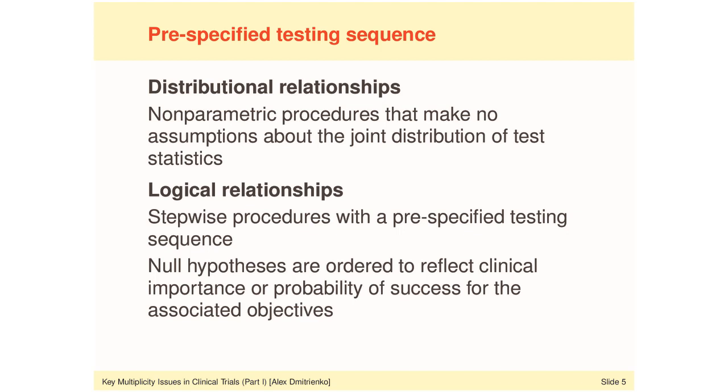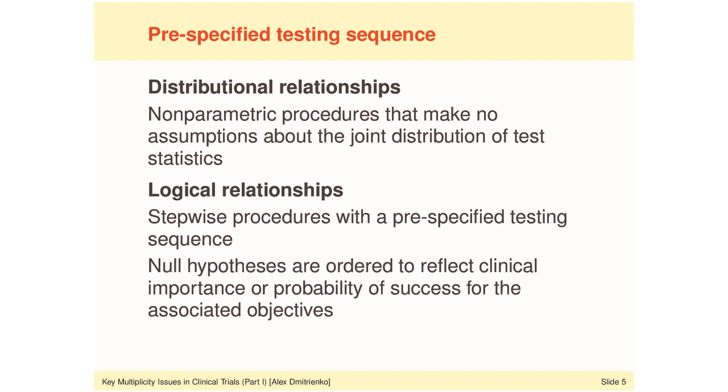Secondly, when it comes to logical relationships, suppose that the null hypotheses of no effect in our multiplicity problem are arranged in a certain meaningful way. For example, this pre-specified arrangement reflects clinical importance of the hypothesis. For example, the very first hypothesis in the sequence is the most important one, followed by less important hypotheses. Or there could be another scenario. The hypotheses are ordered in terms of the expected probability of success for the associated objectives.